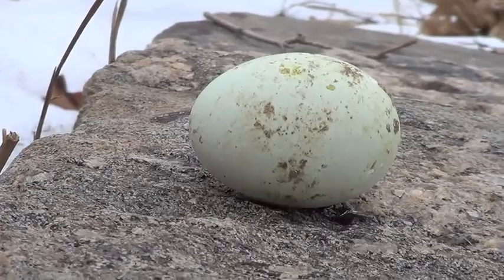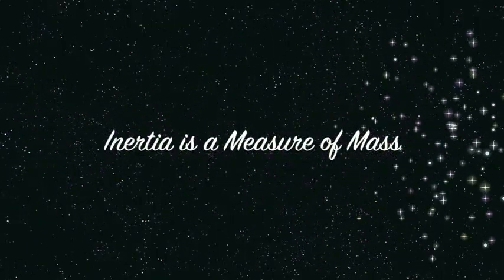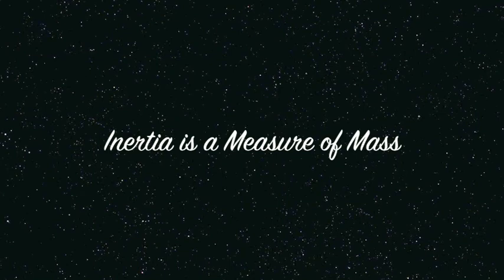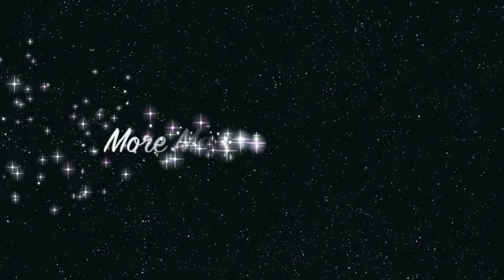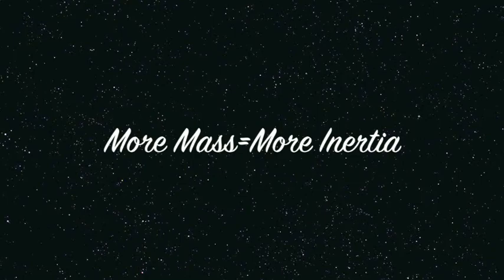Commonly, Newton's first law is referred to as the law of inertia. Inertia is a measure of the mass in an object, as well as how much it will resist change in motion. Inertia is the reason an object will stay at rest or at constant motion until a force causes change. The more mass an object has, the more inertia it will have, and it will be harder to accelerate.